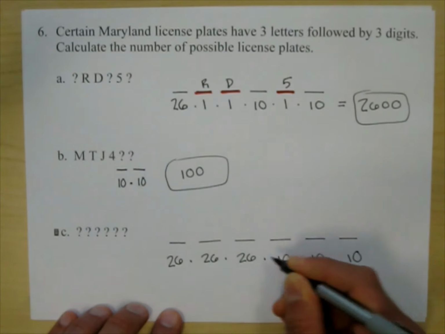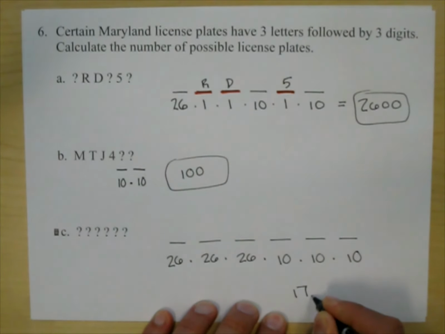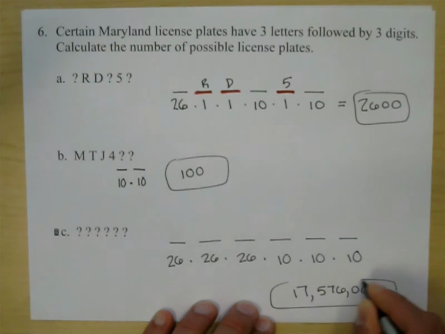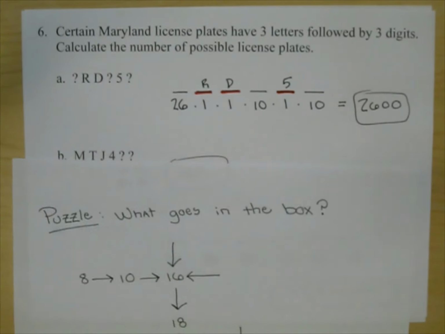Now this has a calculator icon because I don't want to go 26 times 26 times 26. That's the part that I don't want to do. So I did this on the calculator and I got 17,576,000 license plates that look like that. So there it is. Phone numbers and more. We are done with that, but we do want to figure out what goes in the box.